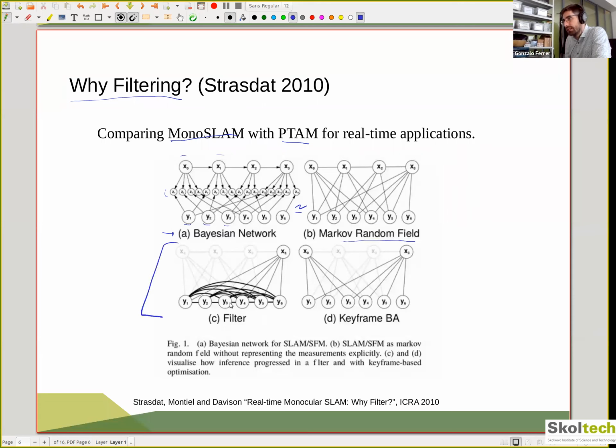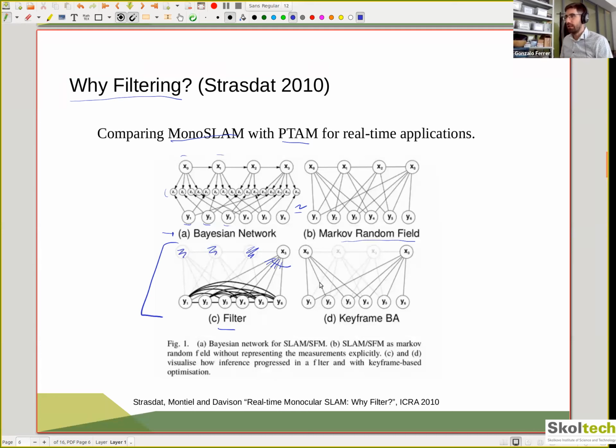So this is the graph topology of the filtering scheme, right? What we see is that at every pose, we are observing different landmarks, right? So that's true. And then what we have is all these connections that happen when we marginalize, right? So when we remove past poses, we know that the covariance becomes denser and denser, right?